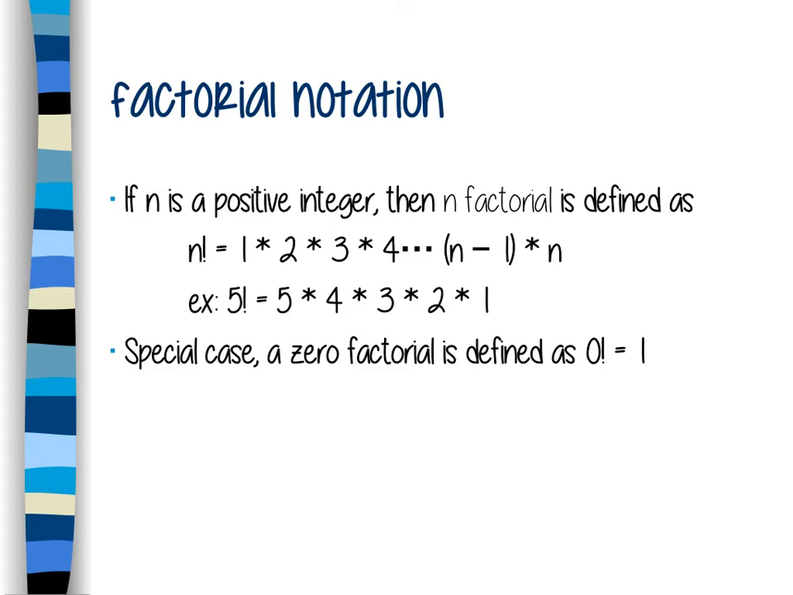The special case is 0 factorial. There is no way to work out 0 factorial. This is straight up memorization. You've got to know 0 factorial is 1, just like a number raised to the 0 power is 1, and there's no way to find that. You just got to know 0 factorial is 1.